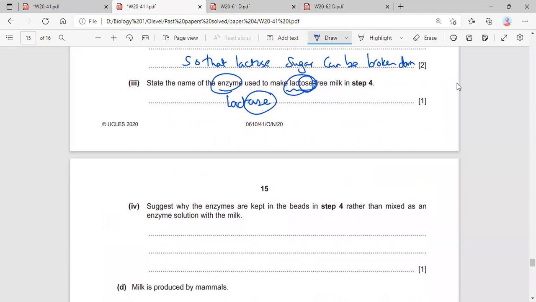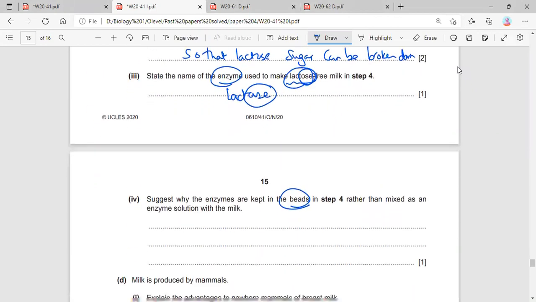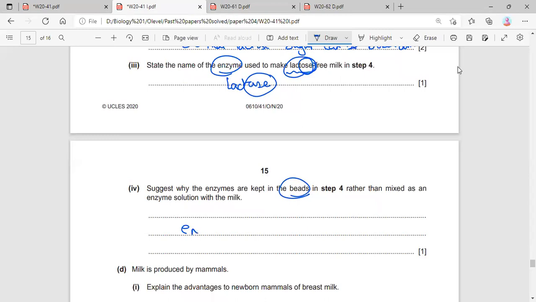Why the enzymes are kept in beads rather than mixed in solution. So here we said that the beads, this is called the immobilization of the enzyme. Instead of putting the enzyme in the milk and then losing it with the milk, and you have to put other enzymes again if you did the process again, you will put the enzyme in beads. So the milk will pass and come out from the other side lactose-free. This enables you to reuse the enzymes over and over again because the enzymes do not finish.